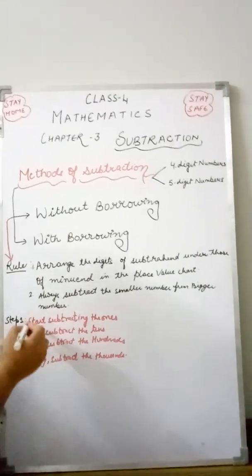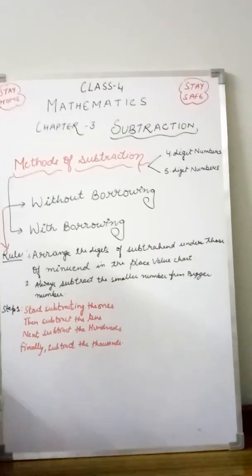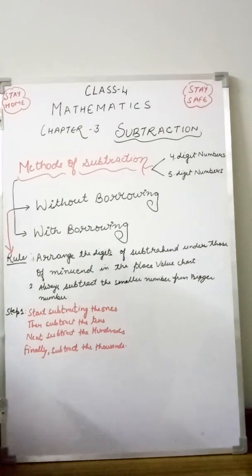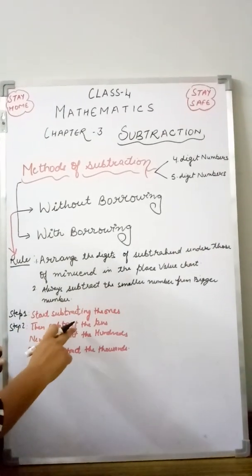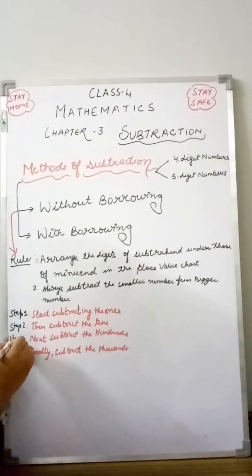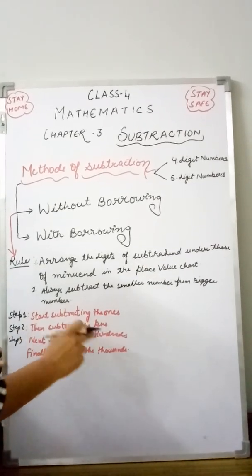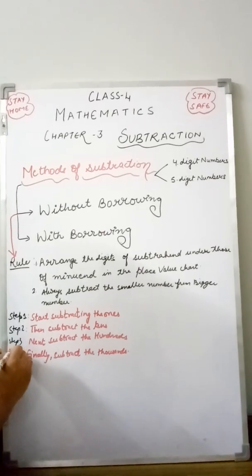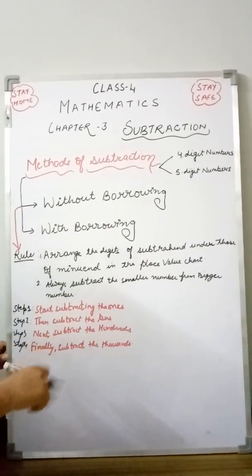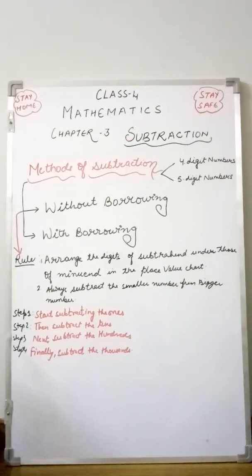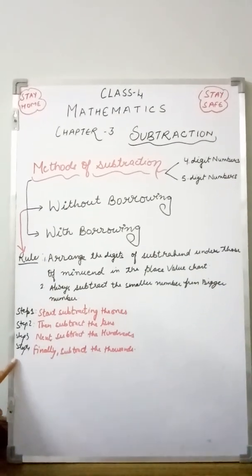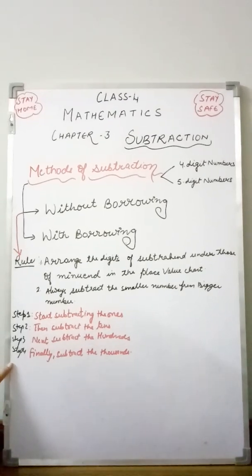Step 1, start subtracting the ones. Then step 2 is subtract the tens. Step 3 is subtract the hundreds, and step 4 is subtract the thousands. These are the 4 steps when we have to subtract a 4-digit number. If we have to subtract a 5-digit number, then one more step is there, subtract the lakh place also.